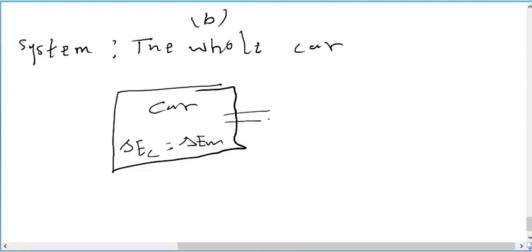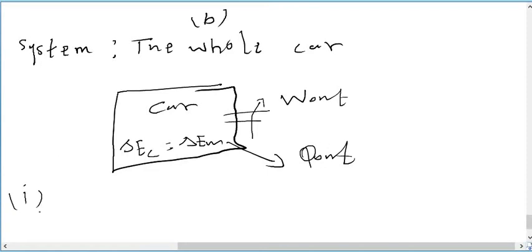So the work, there is work out by the car, that is the work is done by the car, and also there is heat which is generated by the car, so there is work out. So Roman 1 under B, the system is closed.